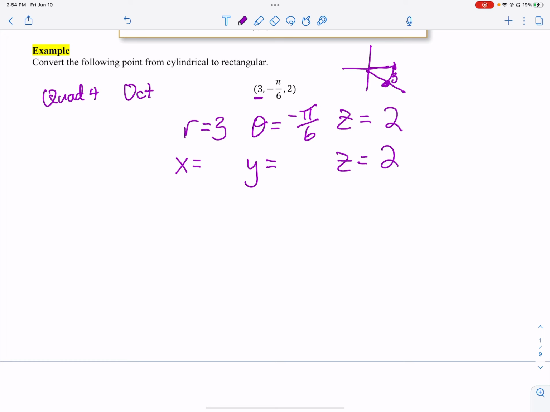We also call these octants, and it's 1, 2, 3, 4, and then 5 goes under 1 and follows the same pattern as 1 going up. So this is actually octant 4 as well. All right, so we use our formulas now.